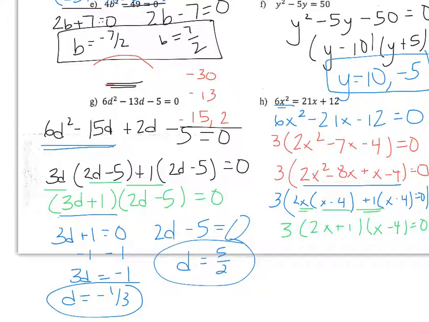So you want to use the zero product property and set each factor equal to 0. But you're not going to get anywhere if you set 3 equal to 0, because 3 doesn't equal 0. So if it doesn't have a variable, you don't need to set it equal to 0. But I'm going to set 2x plus 1 equal to 0, and I get x equals negative 1/2. And I set x minus 4 equal to 0, and I get 4. So those are my two answers.